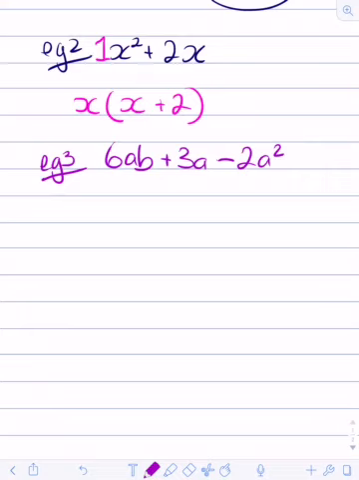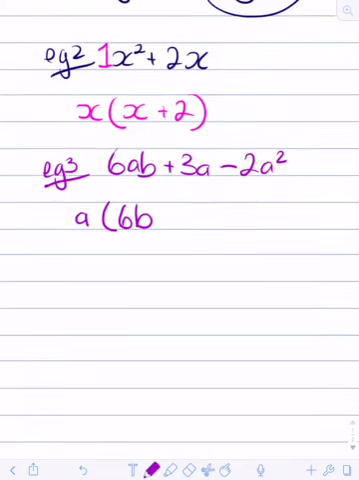Now let's look at the letters. All three of them share a, and the one with the smallest index is a1, or just a. Now a times what is 6ab? Another 6b. a times what is 3a? Another 3. a times what is negative 2a? Another negative 2a. Sorry, 2a squared. So that's that factorized there.